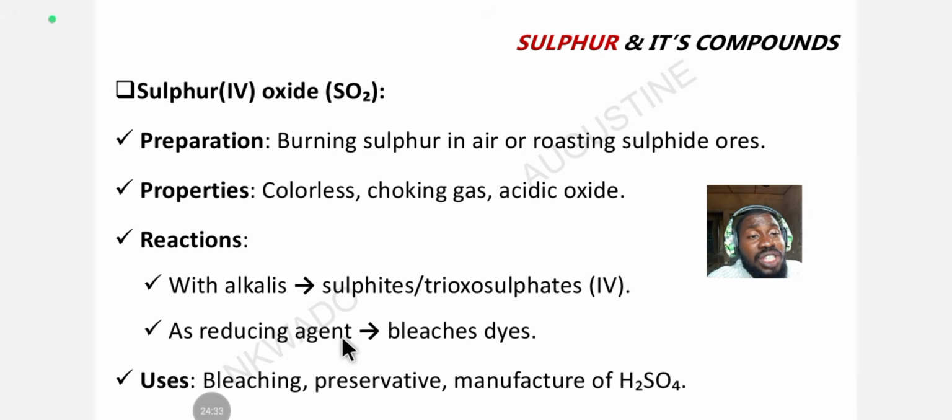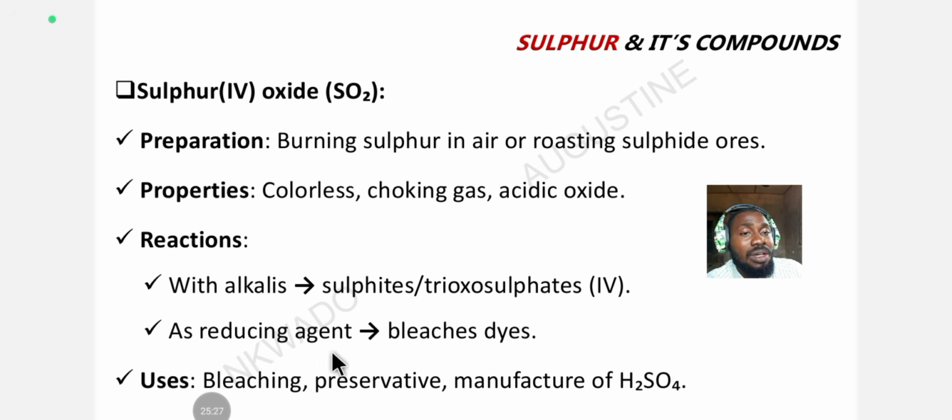As a reducing agent, sulfur 4 oxide is a reducing agent and it's a bleaching agent too. It bleaches by reduction, unlike chlorine that bleaches by oxidation. I already talked about the advantages and the disadvantages of using an oxidizing agent or a reducing agent as a bleaching agent. I said that an oxidizing agent is more powerful and bleaches better, but it harms the fabric, the material you are bleaching. With time, the material gets bad.